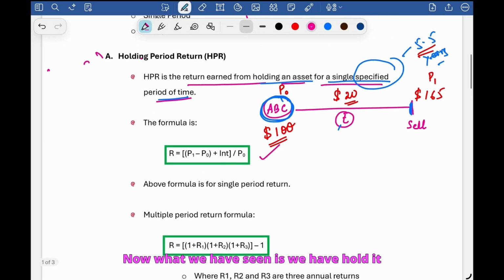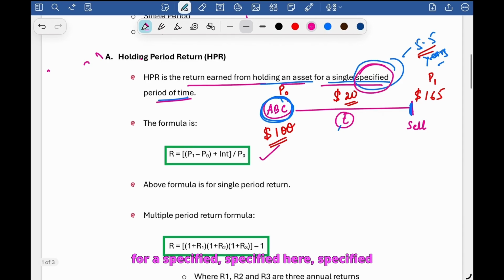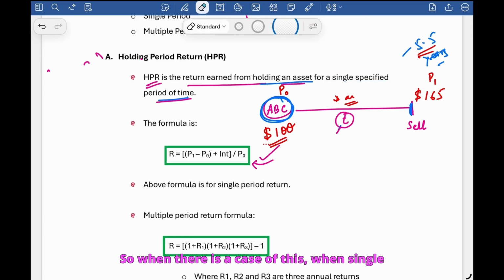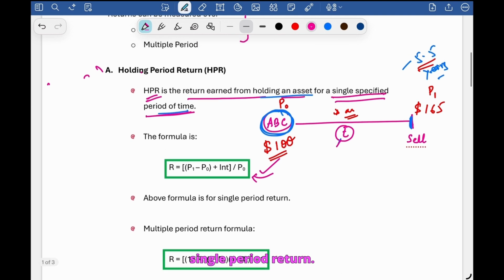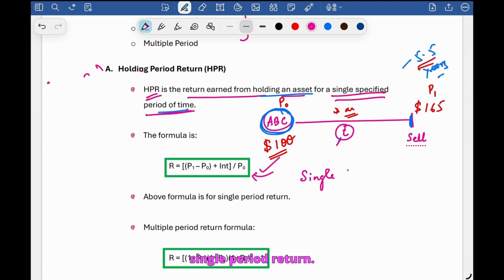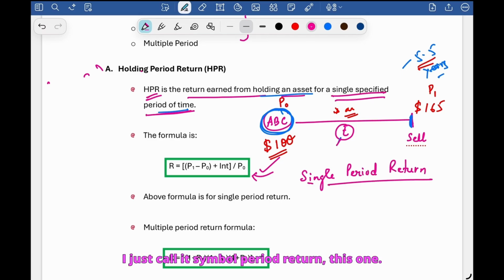Now, what we are seeing is we have held it for a specified T period, and we've used this formula and we got our holding period return. So we have specified a single period. When a single specified time period is given, it is called single period return. It's called single period return.